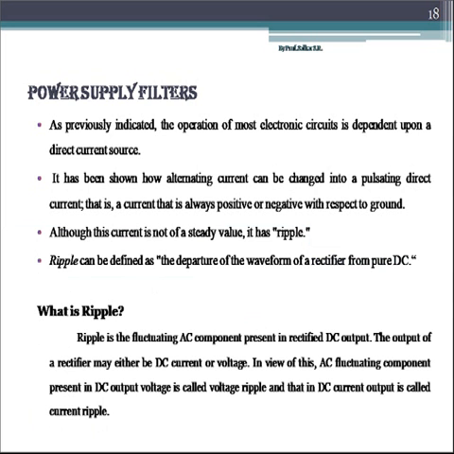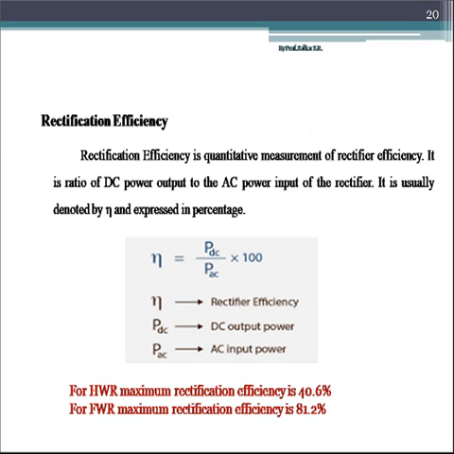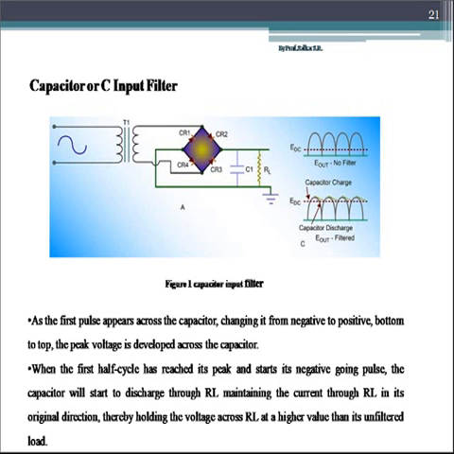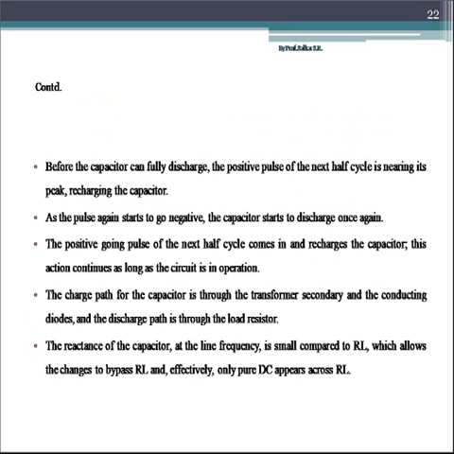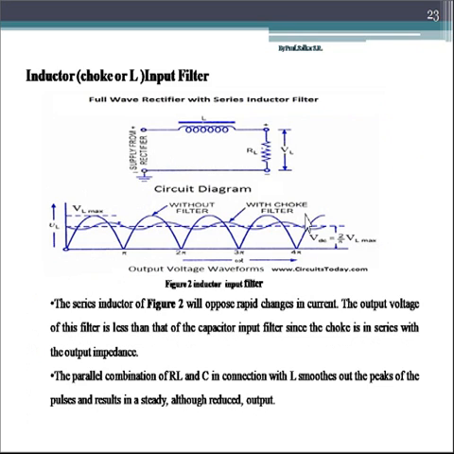Now, these filters are the passive type of filter, that is, we are using our L and C components to build these filters, that is why they are called passive filters. Initially, the first filter was the capacitor filter, in which we connected a capacitor in parallel with the load RL. Now we are going to study the second type of filter, that is the inductor filter.